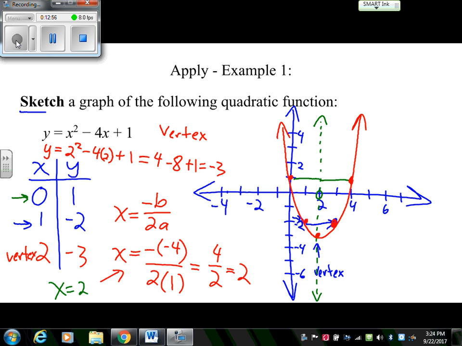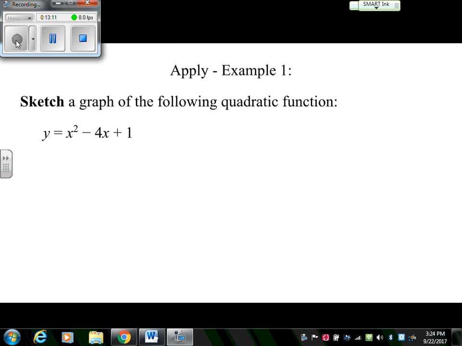Now, we could also graph these things on our calculator, as we saw last time, and we could spend a little more time looking at that. But I want to leave it here for now, just using our hand sketch as a way to, as the problem says, sketch a graph of our quadratic function, or to sketch a parabola.